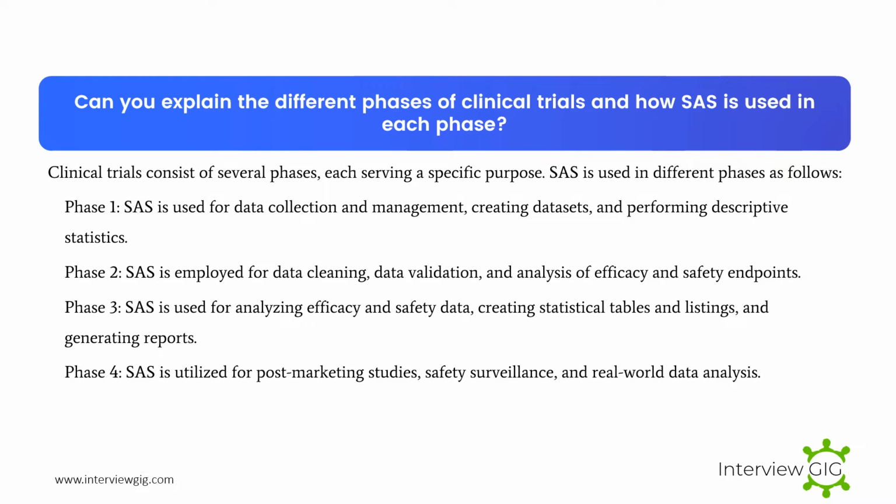Clinical trials consist of several phases, each serving a specific purpose. SAS is used in different phases as follows. Phase 1, SAS is used for data collection and management, creating datasets, and performing descriptive statistics. Phase 2, SAS is employed for data cleaning, data validation, and analysis of efficacy and safety endpoints. Phase 3, SAS is used for analyzing efficacy and safety data, creating statistical tables and listings, and generating reports. Phase 4, SAS is utilized for post-marketing studies, safety surveillance, and real-world data analysis.